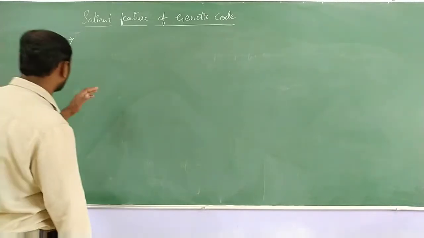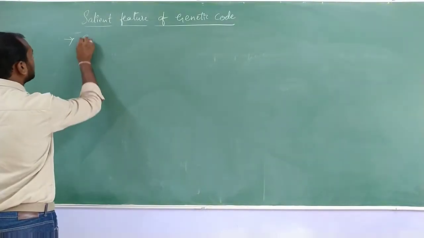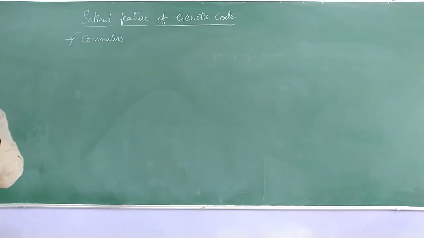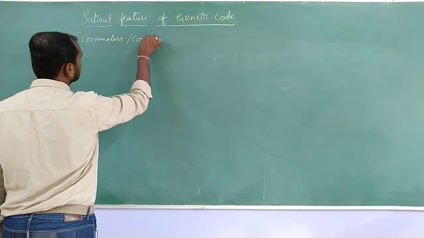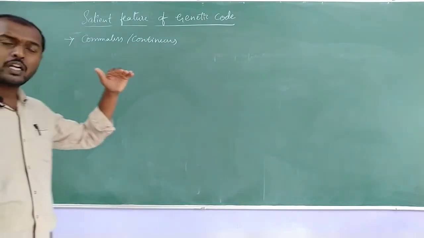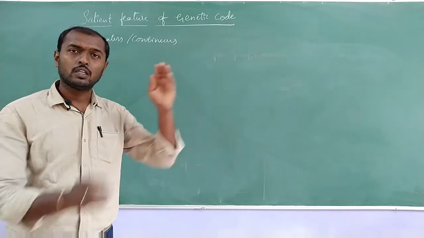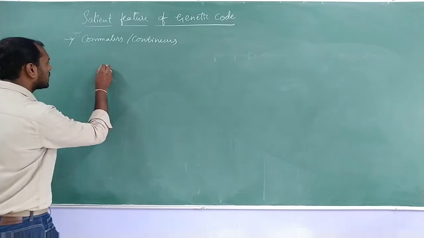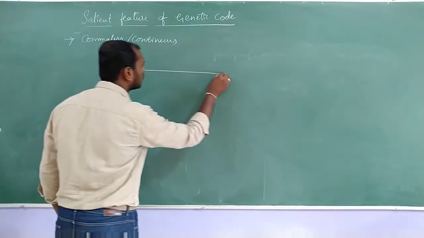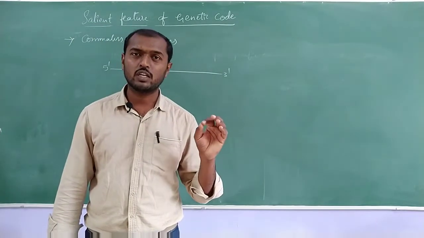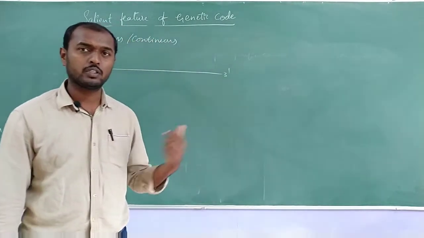The next property of the genetic code is that it is usually commaless. Genetic codes are usually commaless. What do you mean by commaless? They are continuous. There is no stop or gap between the two codons. For example, consider this 5' to 3' line that I draw here as an mRNA.